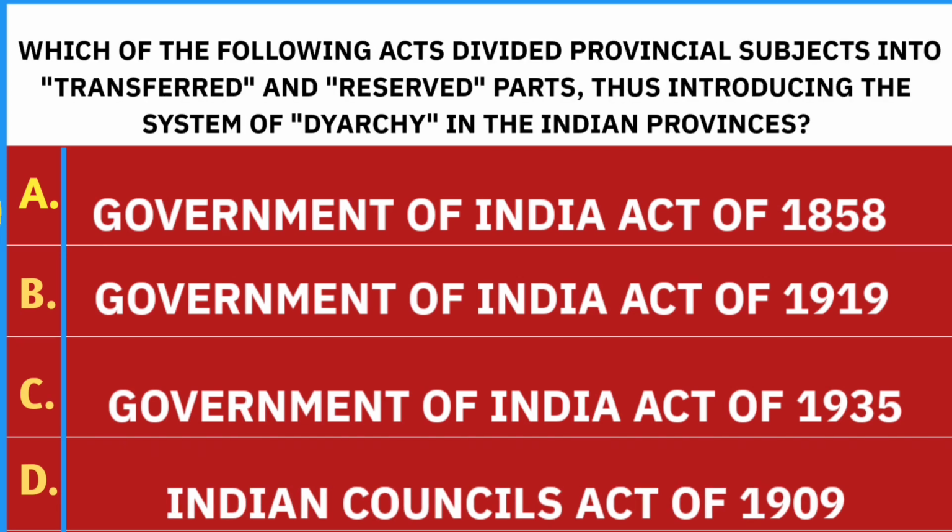Which of the following acts divided provincial subjects into transferred and reserved parts, thus introducing the system of diarchy in the Indian provinces? The right answer is B. Government of India Act of 1919.